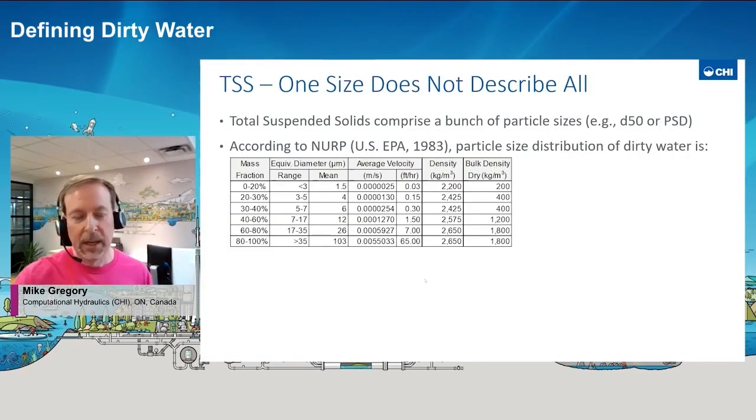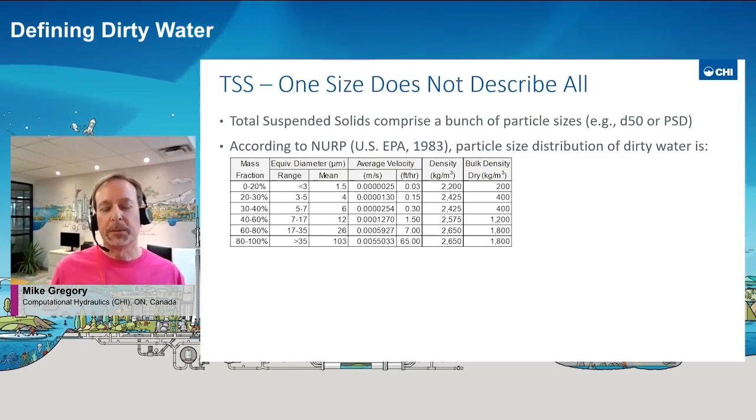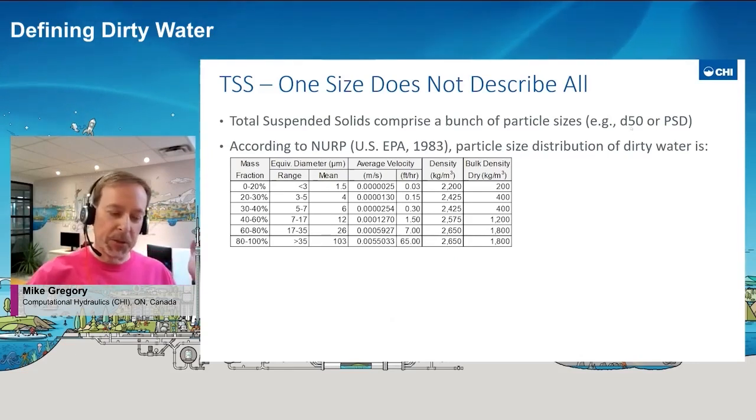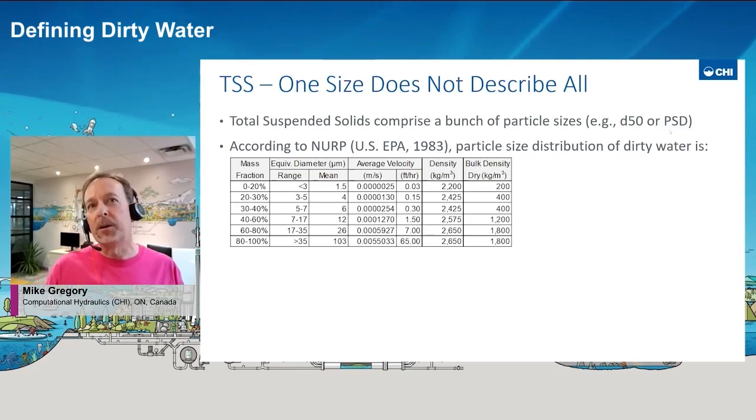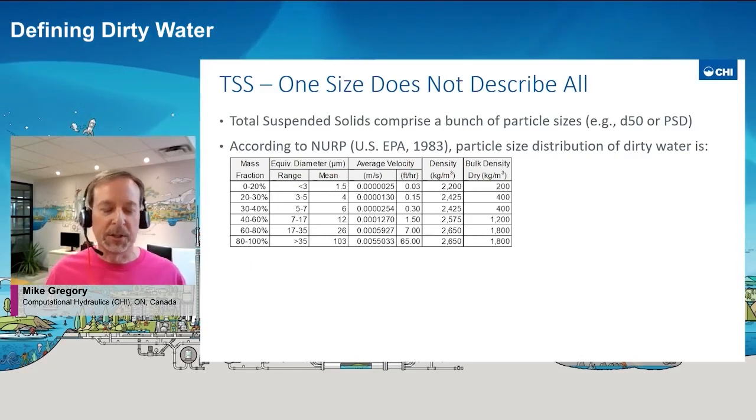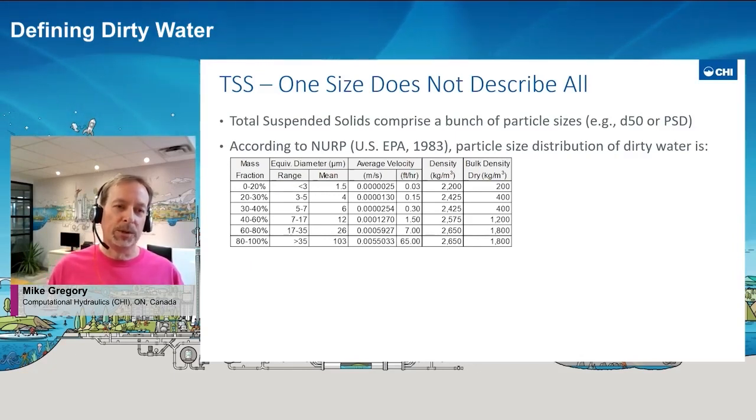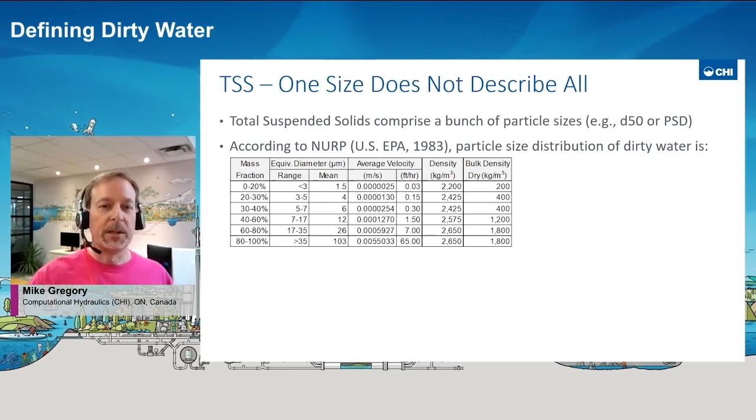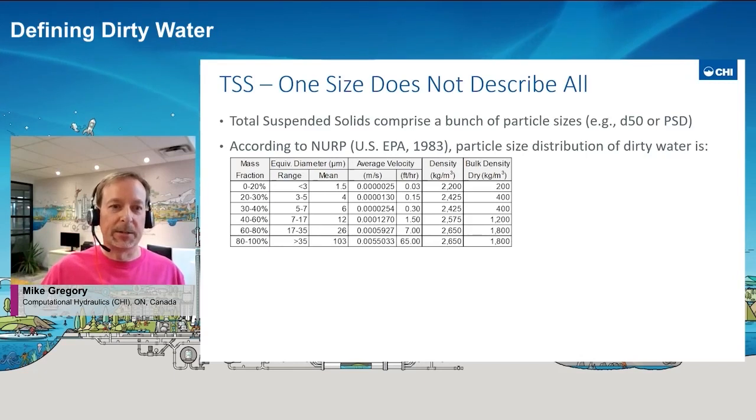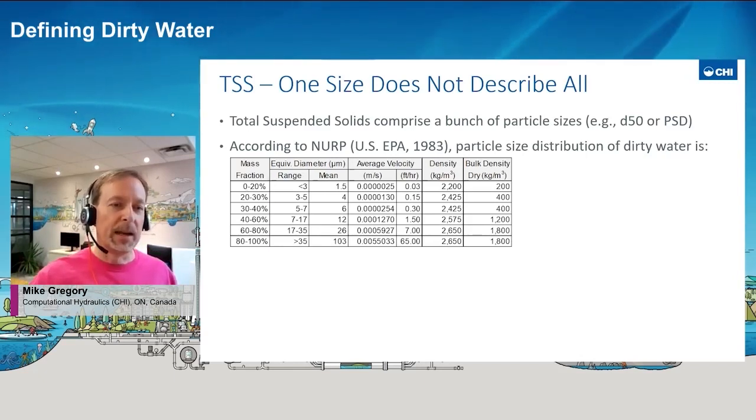Oh, but before we do, let's talk about sediment, total suspended solids, TSS. One size. So as the bullet shows, TSS is not just one size, it's a bunch of sizes. So you can either define the D50, the median particle size, or you can have a particle size distribution. That's what the PSD stands for. In any case, it's a bunch of particle sizes. And so in the world, according to NURP, this was a study 40 years ago, they were able to identify 6 different size fractions there, grouped by the amount of mass.